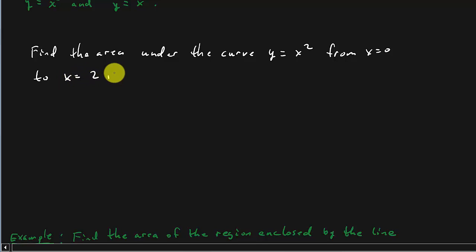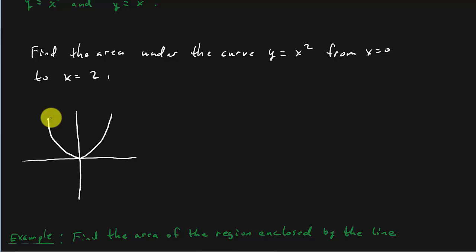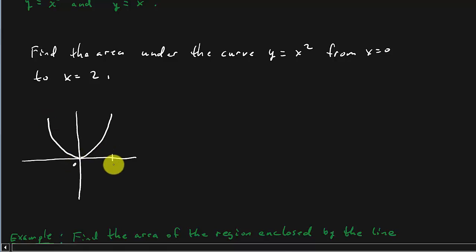To find the area under the curve, basically what you want to do is sketch these graphs. If we sketch the graph of y equals x squared, it's just a parabola, vertex at the origin, opens upward, and here's 0 and here is x equals 2. So we are looking for this area right here. The way to do that, we're going to integrate our function y equals x squared from x equals 0 to x equals 2.